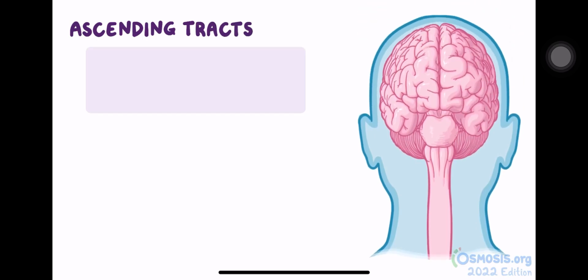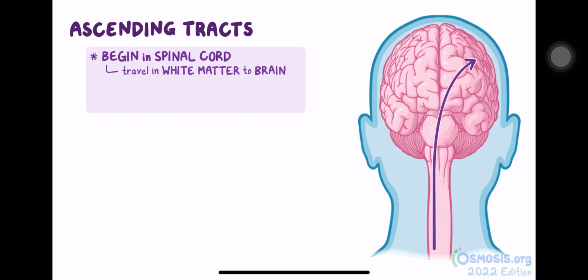Now, let's take a closer look at the ascending tracts. They begin at the spinal cord and travel in the white matter all the way up to the brain. Most of these pathways are made up of a 3-neuron chain that terminate on neurons in the cerebral cortex. These cell bodies in the cerebral cortex can be considered the 4th neuron.